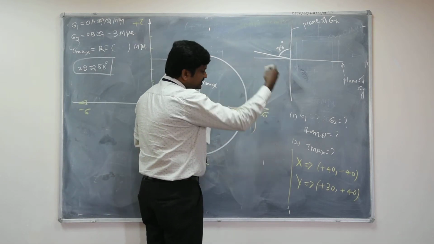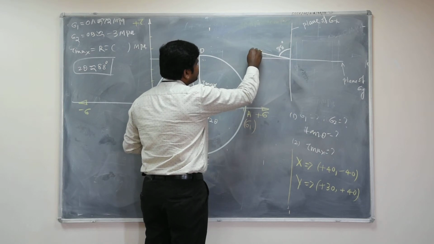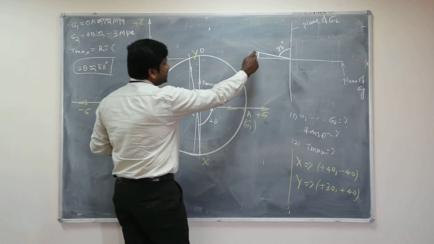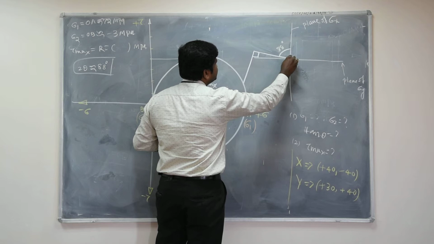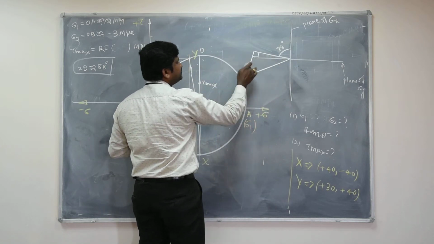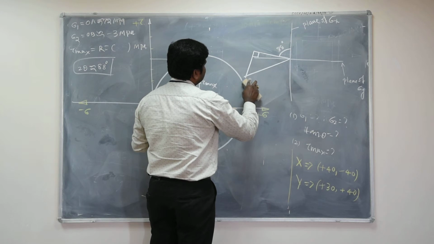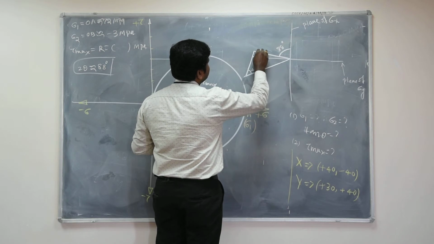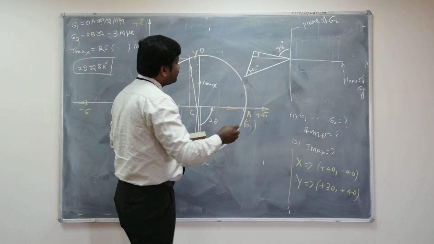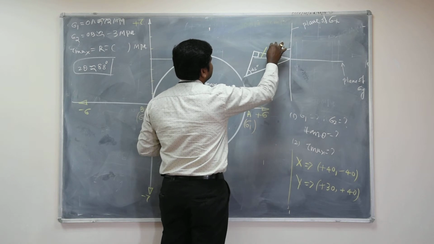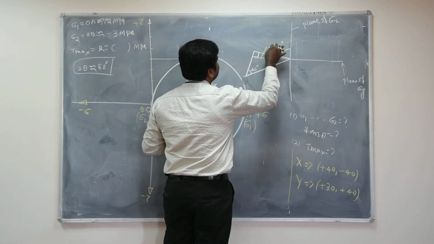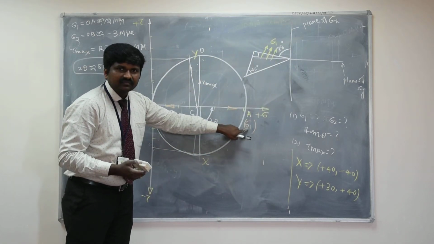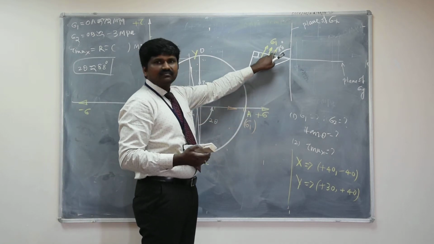The minimum principal stress will be perpendicular to it. This is 90 degrees. Minimum principal stress will be perpendicular to it. And the shear stress will be at 45 degrees to both of these. So this is 45 degrees, this is 90 degrees, and your stresses will be like this. This is sigma 1 because sigma 1 was positive. If sigma 1 is negative, this direction will reverse.